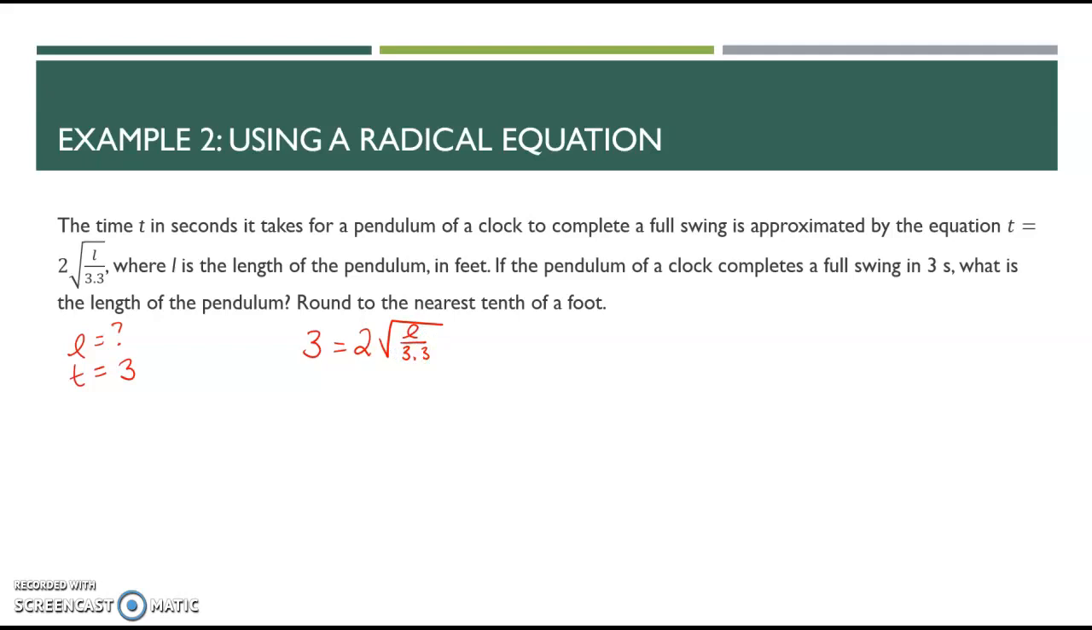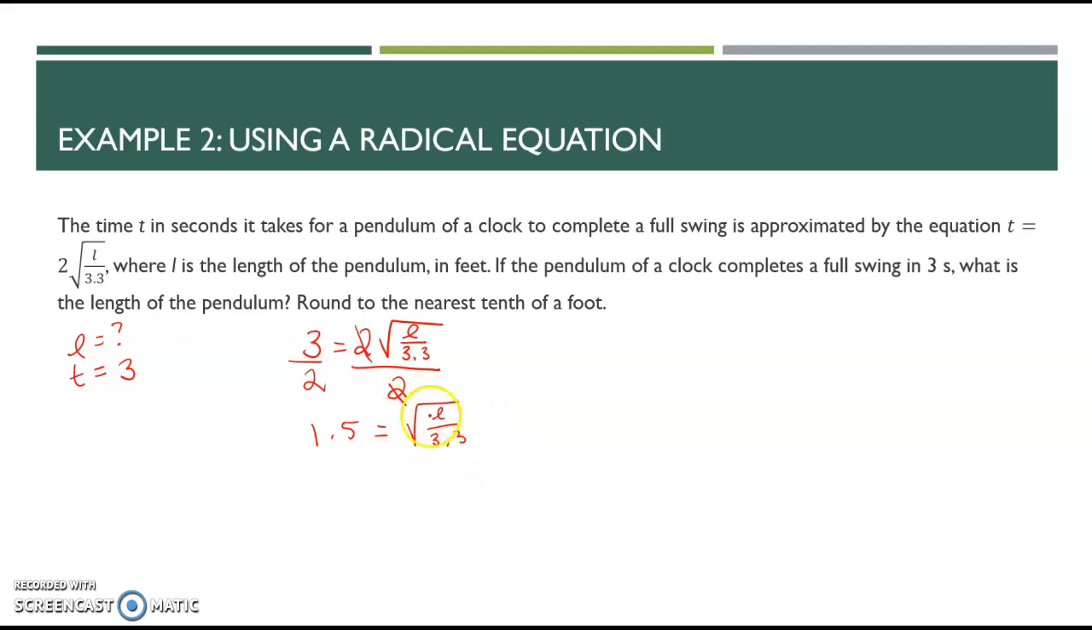From here, I need to get L by itself. That means I need to get this 2 away from the square root. So the opposite of multiplying is to divide. And so that goes away, and we are left with 3 halves, which is the same as 1.5. I am going to use decimals because we already have decimals further on into our equation. After I divide by 2, I am left with the square root of L over 3.3.